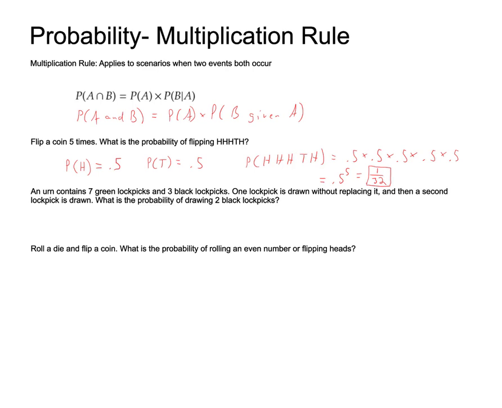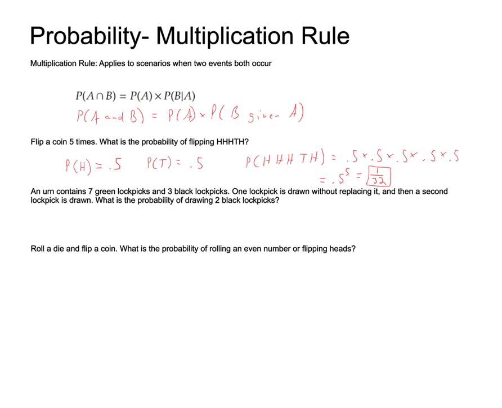Now, what if the events aren't independent? Well, let's take a look at example number 2. An urn contains 7 green lockpicks and 3 black lockpicks. One lockpick is drawn without replacing it, and then a second lockpick is drawn. What is the probability of drawing 2 black lockpicks?